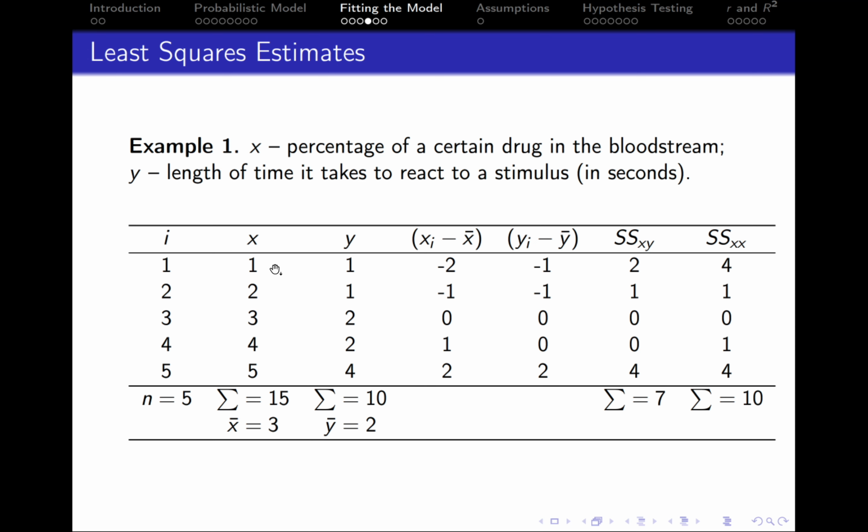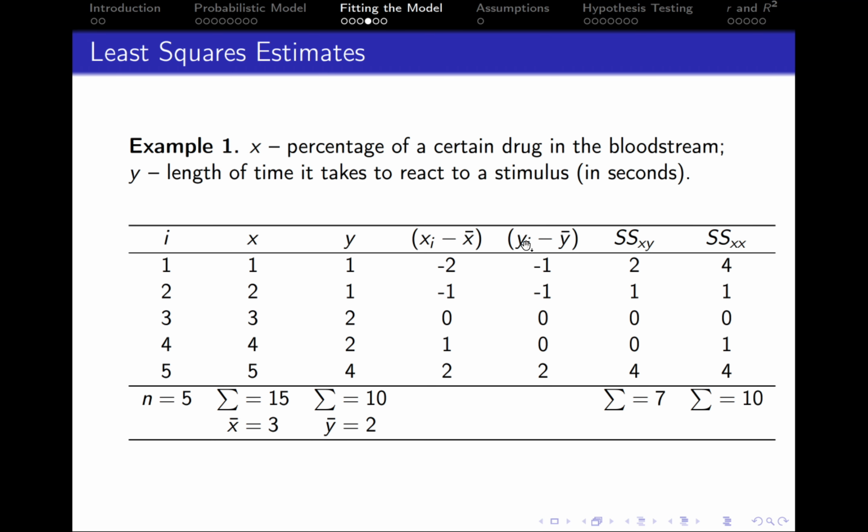And to calculate the mean value of x, we divide 15 by 5, so we get the value of 3. And to get the mean value of y, we divide 10 by 5, and we get the value of 2. Then in the next column, we calculate the difference between each value of x and its sample mean. So 1 minus 3 is negative 2, 2 minus 3 is negative 1, 3 minus 3 is 0, 4 minus 3 is 1, and 5 minus 3 is 2.